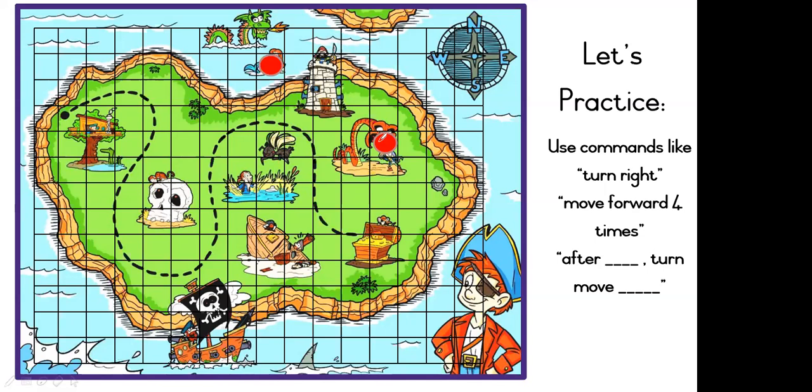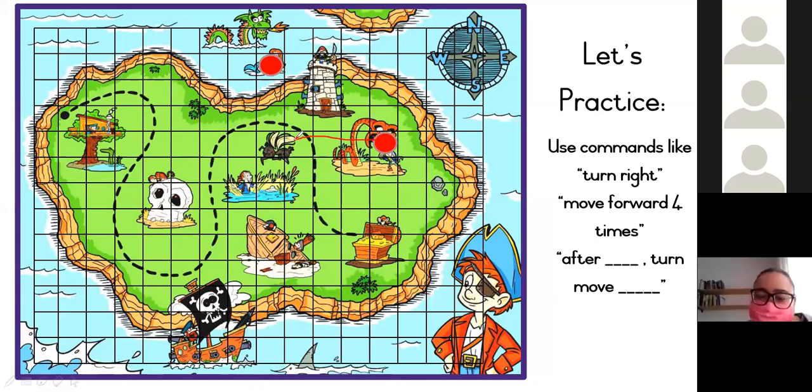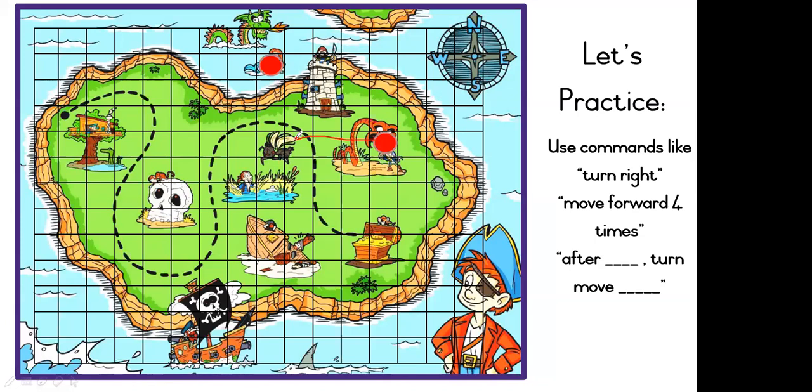3 times. Okay, 1, 2, 3. Then we'll end up here. What do you want to do now? Do you want to turn here? No. You want to go forward one more? No, ma'am. What do you want to do? Move right, up. Okay, that's right. If you want to go up, you're going to turn right.